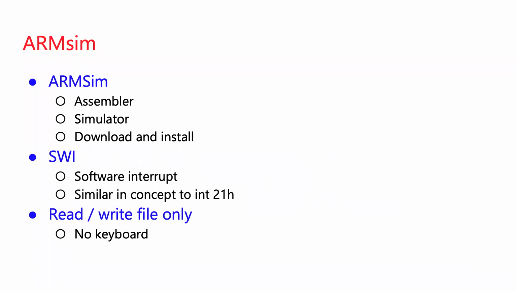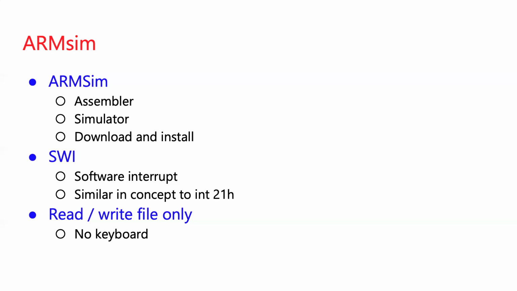Fortunately, there's a program called ARMSim that simulates the ARM processor and includes an assembler for assembling ARM programs. It also includes support for a software-generated interrupt, including what look like system calls when we fire that interrupt. So that's kind of like what we've been doing with firing interrupt 21 whenever we needed to make a system call on DOSBox.